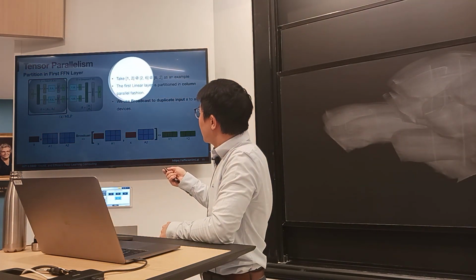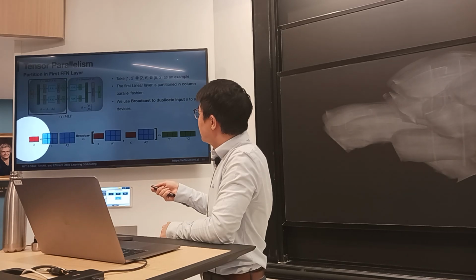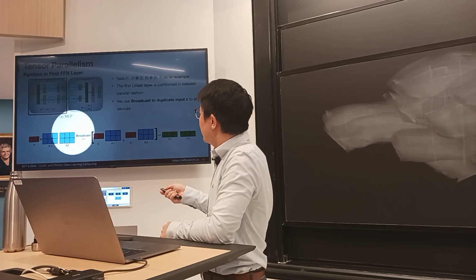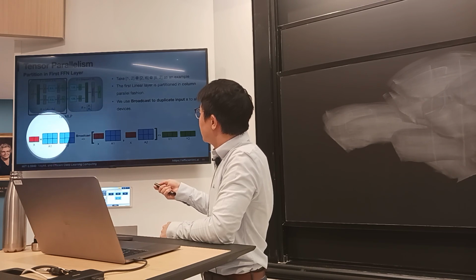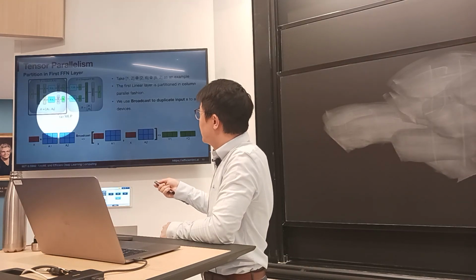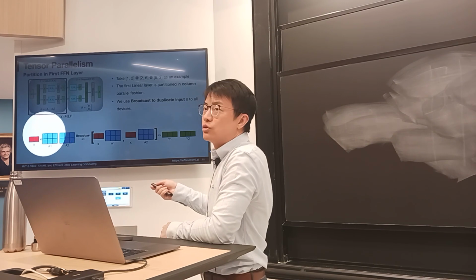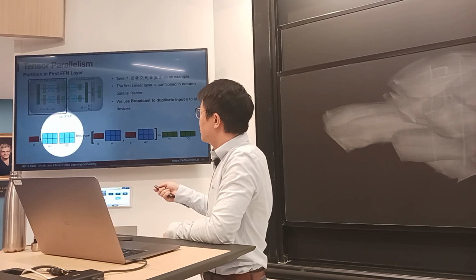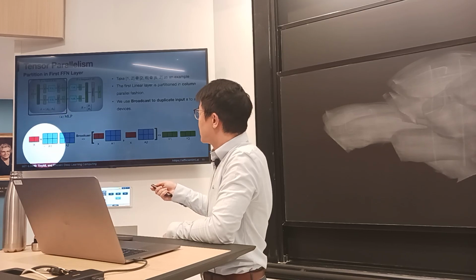To be simple, 1 by 2 matrix. This is the activation, 1 by 2, and 2 by 6, which is the weight of the first FFN layer. And we have 2 GPUs in this case. We split it in this way. Each GPU holds 2 by 3 and 2 by 3. Two GPUs as 2 by 6.